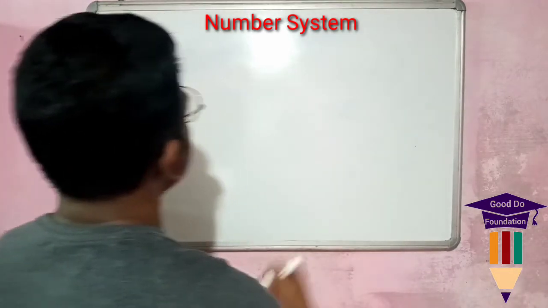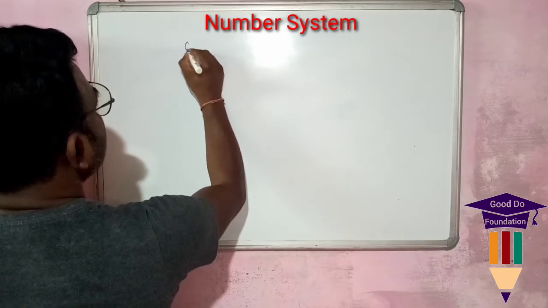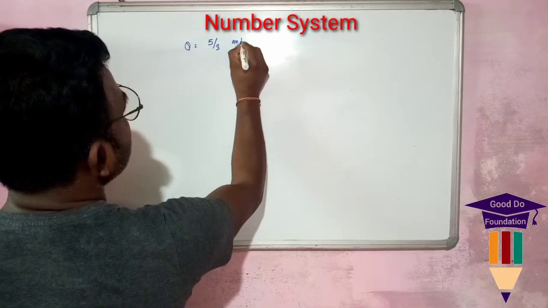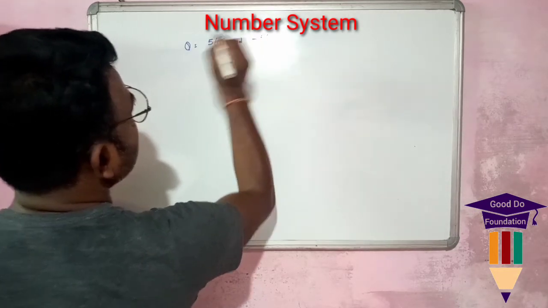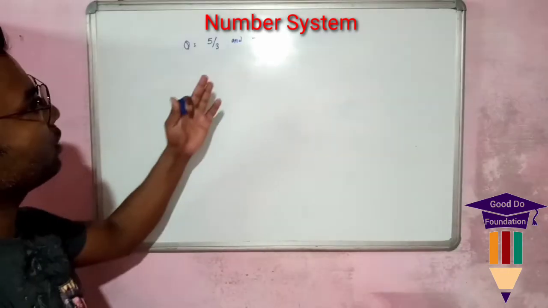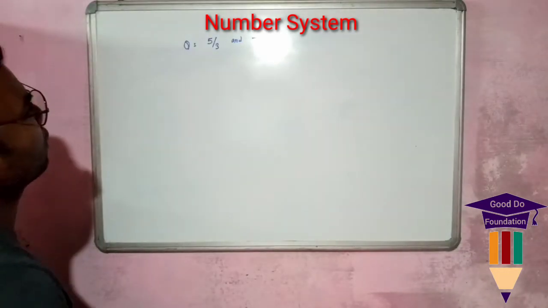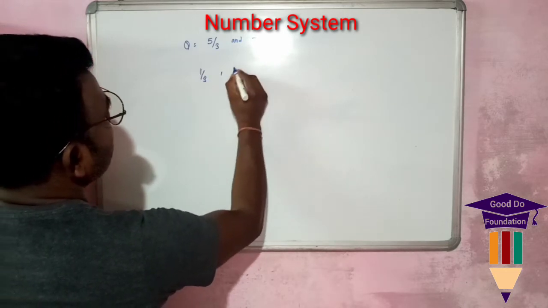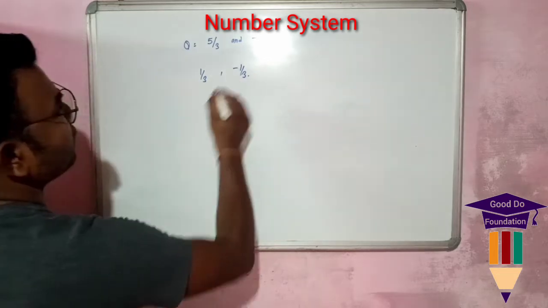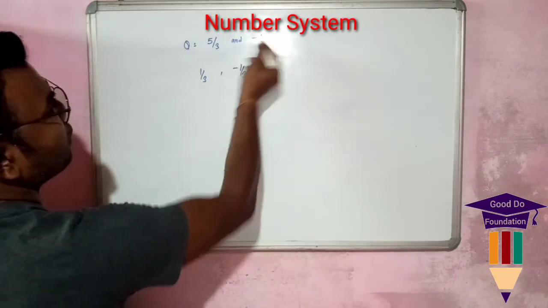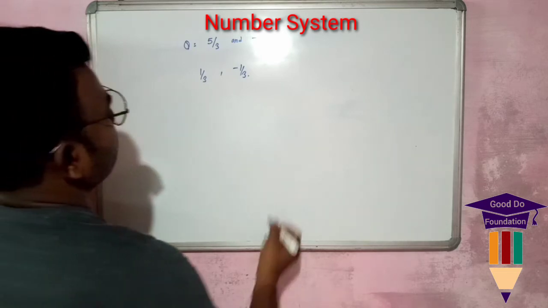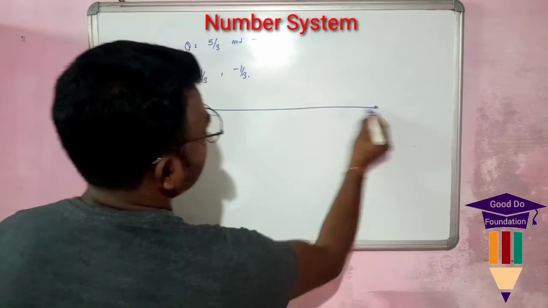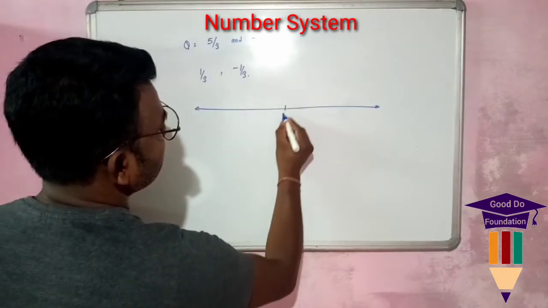Now, how you all are going to represent rational numbers 5/3 and -5/3? You need to understand how you are going to do this one. First, you should know how to find the value of 1/3 and -1/3. If you can find this one, you can find 5/3 and -5/3.